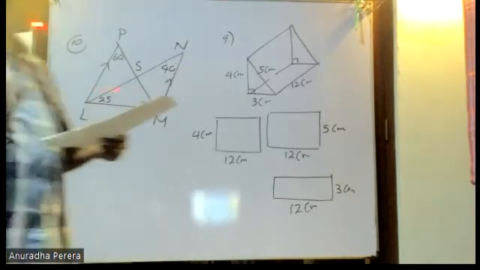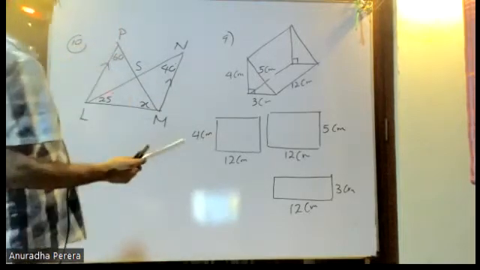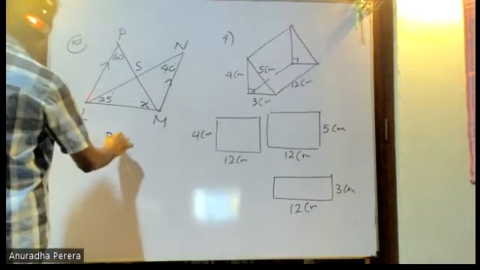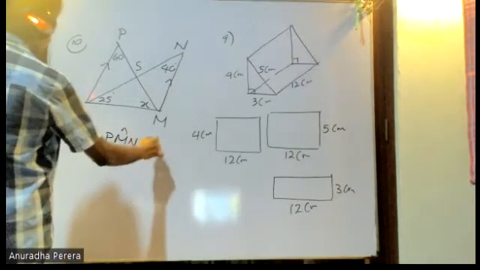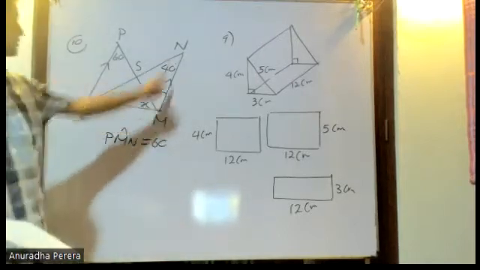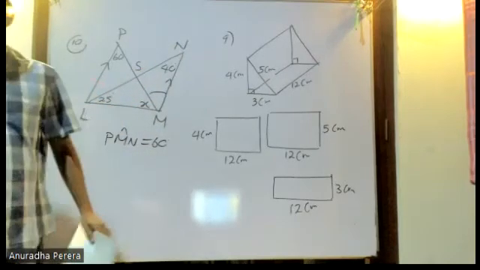Find the value of x based on the information in the figure. We need x. How to find it? These two lines are parallel. According to the alternate angles, PMN is 60 degrees. This one is 60. Now, we can apply that the sum of interior angles of a triangle is equal to 180 degrees.